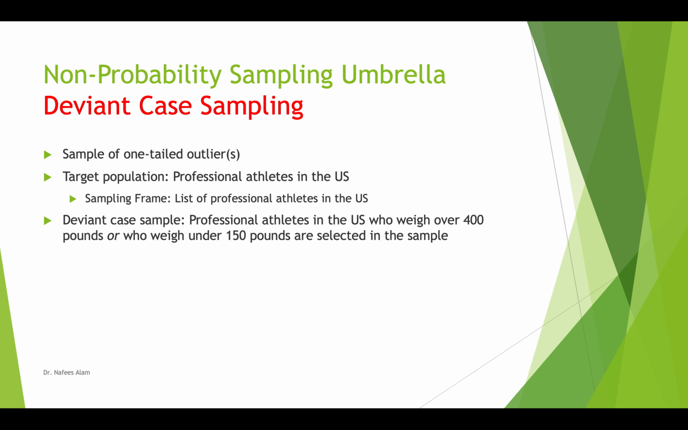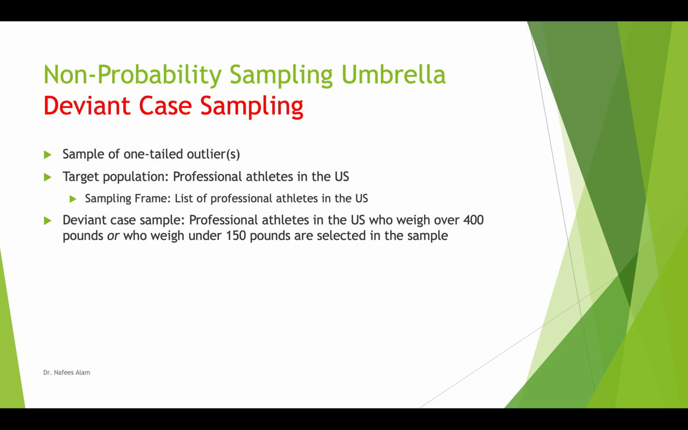In deviant case sampling, professional athletes in the United States who weigh over 400 pounds or who weigh under 150 pounds are selected in the sample. The key word in deviant case sampling is "or," right? So in deviant case sampling, I'm either selecting professional athletes in the United States who weigh over 400 pounds, or I'm selecting professional athletes in the United States who weigh under 150 pounds, "or" being the key word.